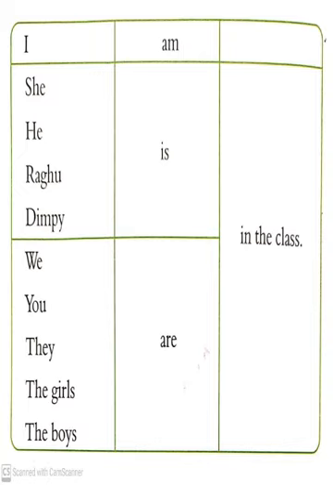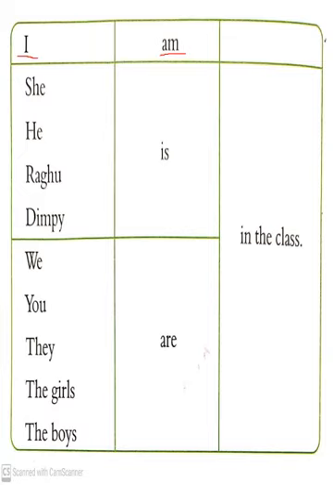Students, this is the pronoun I, and I is always used with the verb am. I is never used with is or are. It will always be used with am. I am in the class.